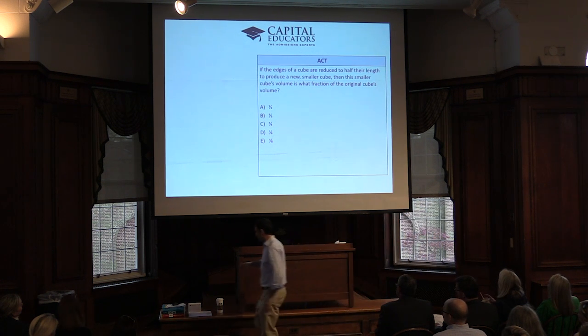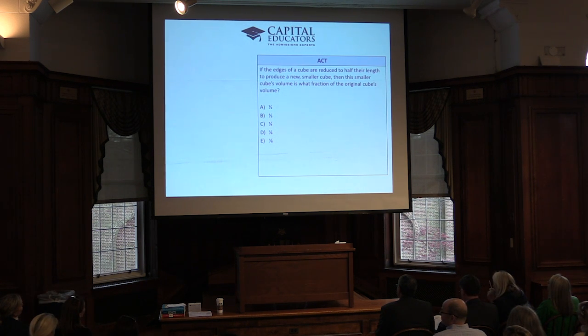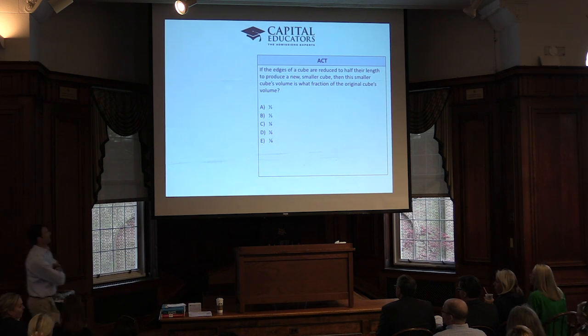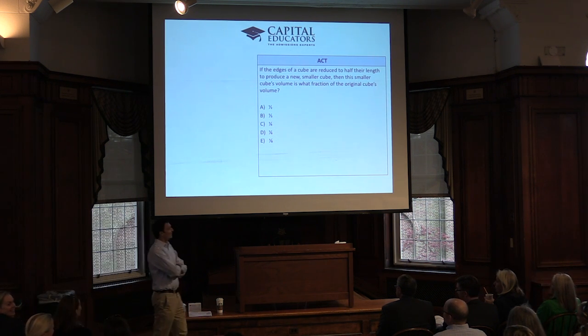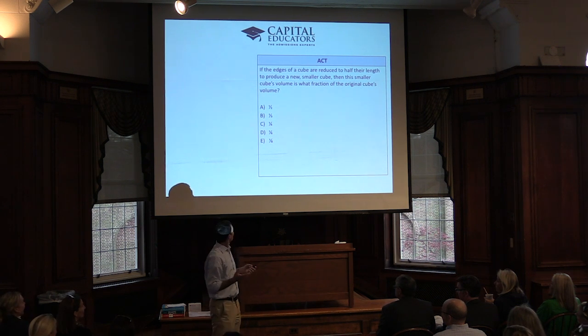You can see it says if the edges of a cube are reduced to half their length to produce a new smaller cube, then the smaller cube's volume is what fraction of the original cube's volume? Right. Yeah, I've already heard 2 or 3 answers. This is good. Feels like fun.